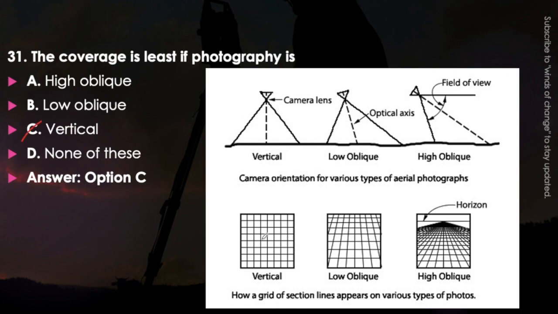You can see here this is the condition of the vertical photograph, and this is how the camera lens works. It works at 90° to the plane, while in case of the oblique photograph it will have some angle, so the coverage will be more in this case. In case of the high oblique, you look here, it looks like this, in which you can see the horizon also. So in this the field of view will be very high. So the answer will be vertical, that is, in case of the vertical the coverage will be least.